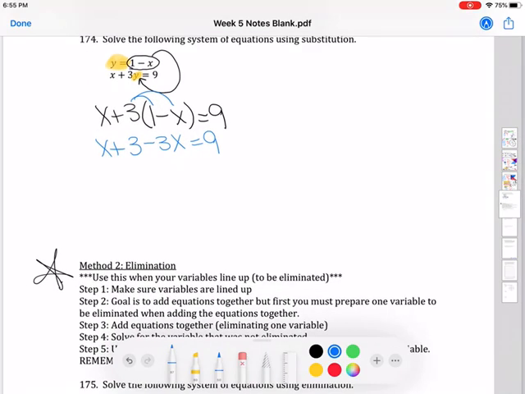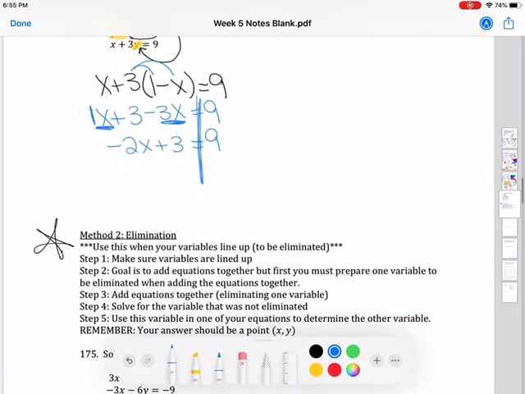Now the setup for solving for x for this one is a little bit different, only because notice where your equal sign is and your two x's are on the same side of the equal sign. If they're on the same side, you just combine like terms. So 1x minus 3x is a negative 2x. Your plus 3 comes down and your equals 9.